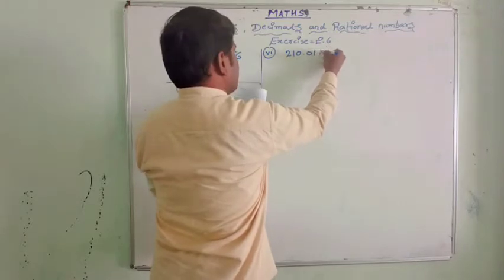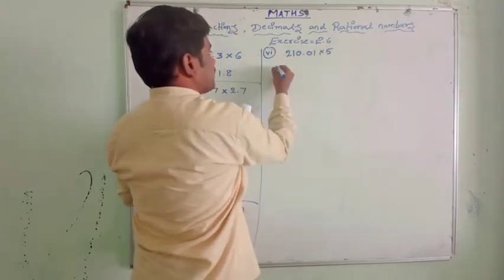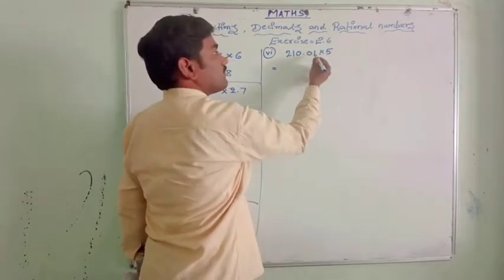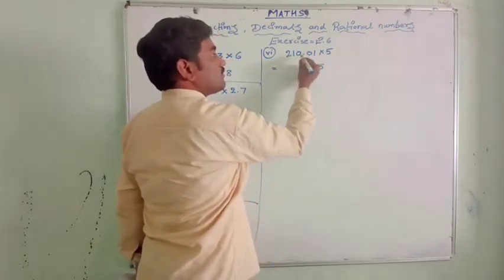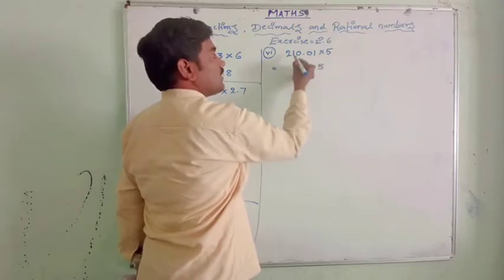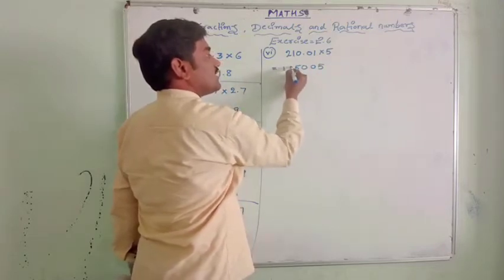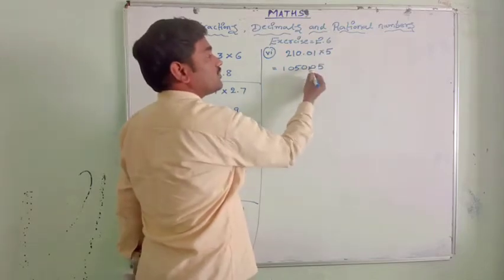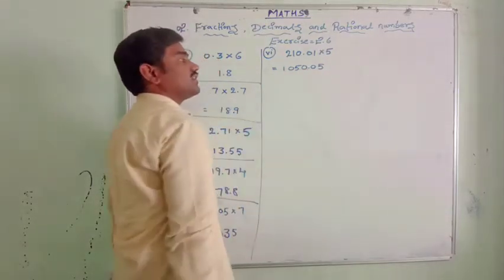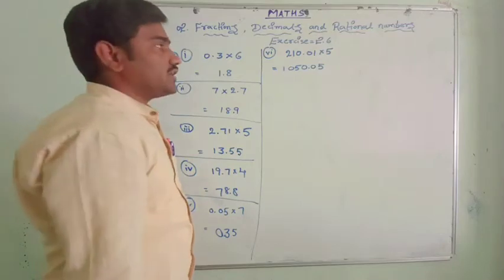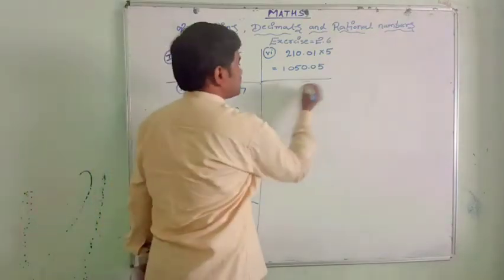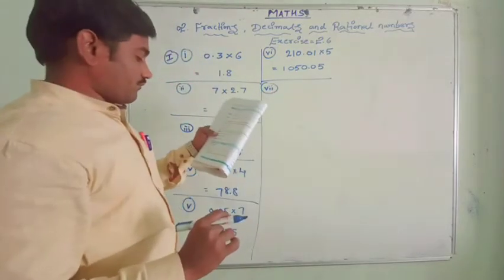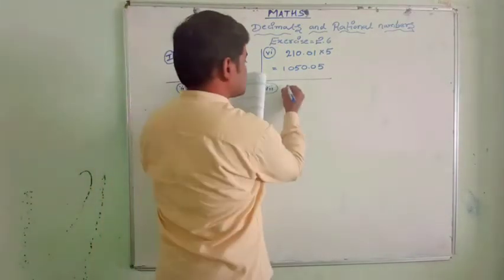Then we go for the sixth one. 0.01 into 5. Okay, let's find out. 5 ones are 5. 5 zeros are 0. 5 zeros are 0. 5 ones are 5. 5 twos are 10. Let's see how many decimal digits are there. 1 and 2. The 2 digits we will count here. That is 1050.05. Yes. Then we go for the seventh one.